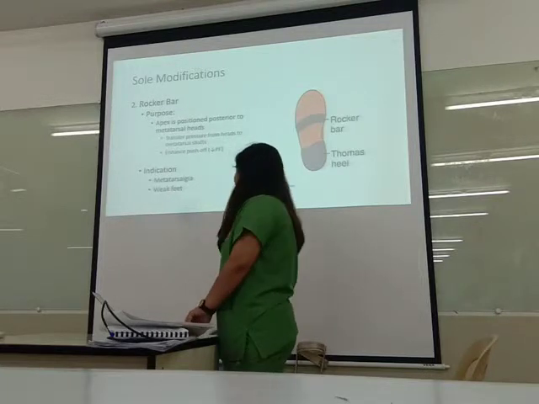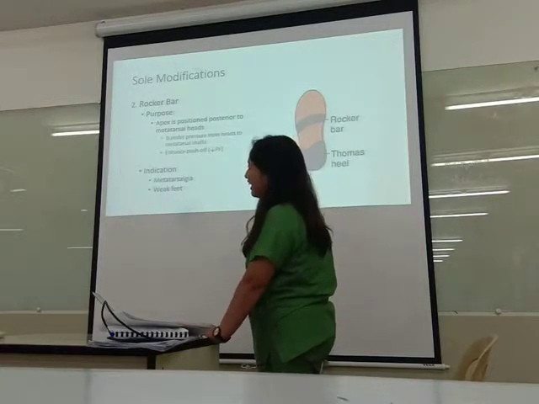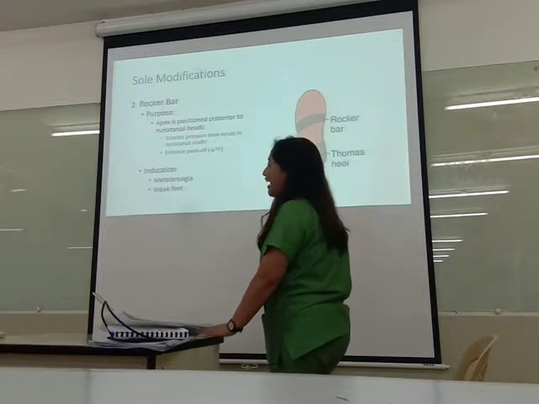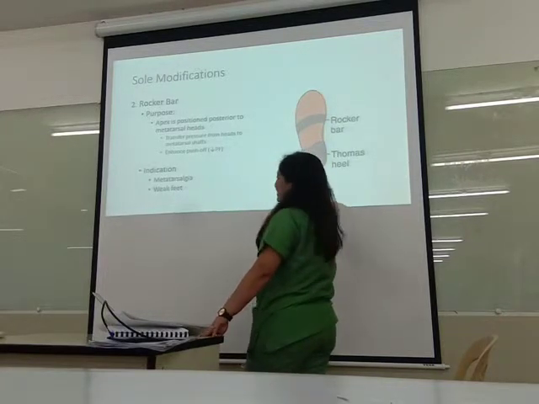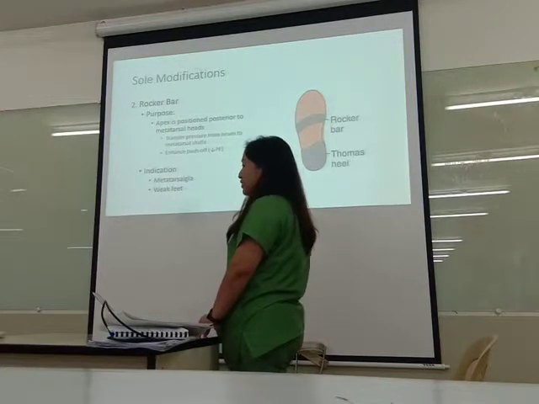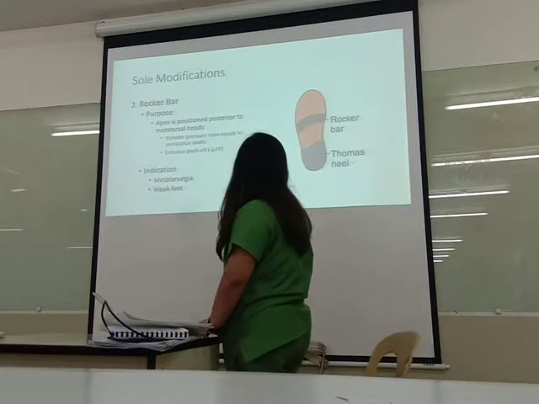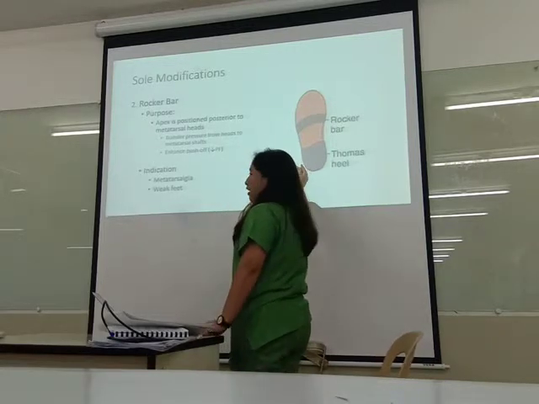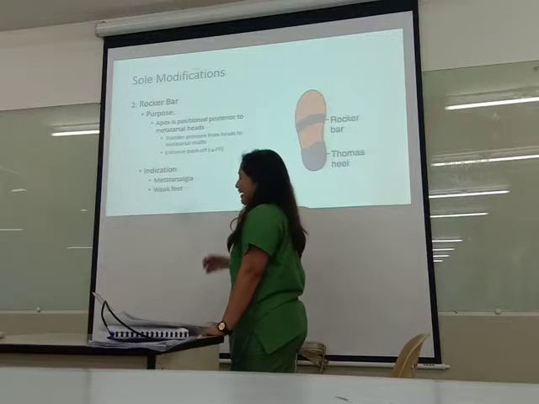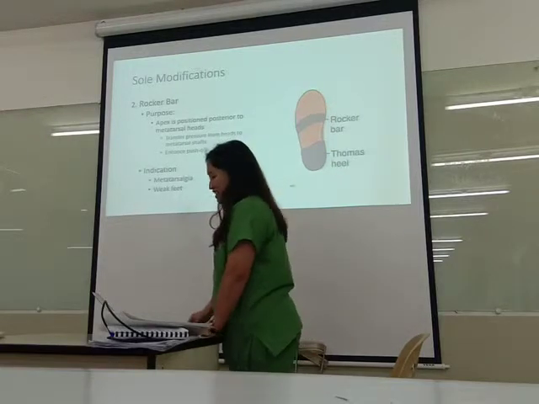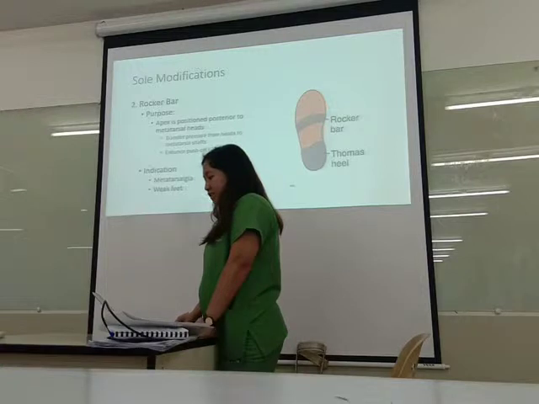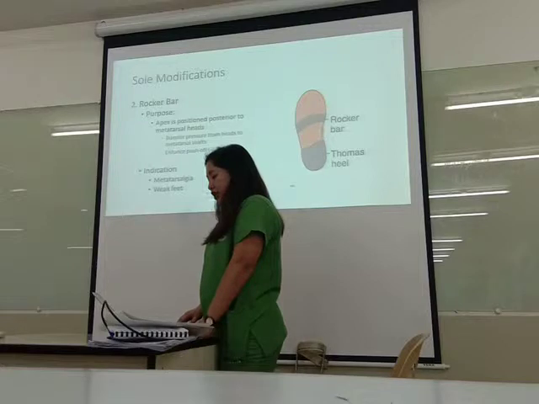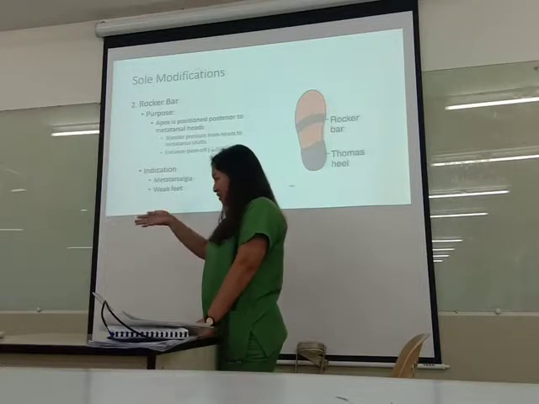Next one is the rocker bar. It looks similar to the metatarsal bar. For the rocker bar, the apex is positioned posterior to the metatarsal heads. It also transfers pressure from the heads to the metatarsal shafts, and it enhances push-off.